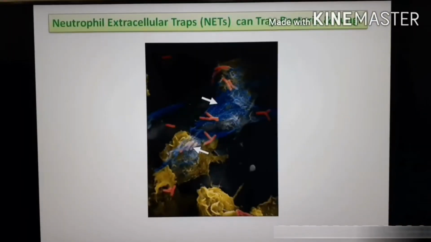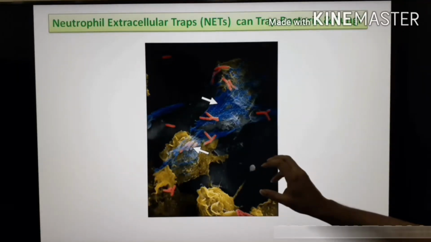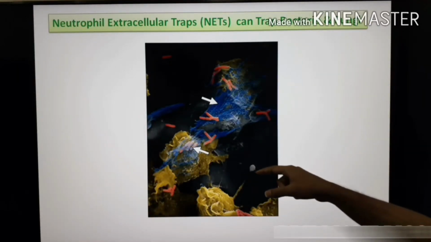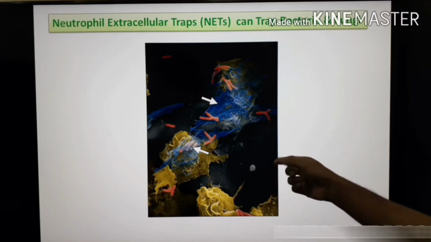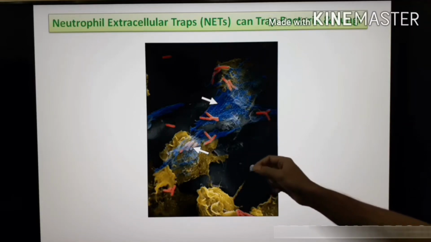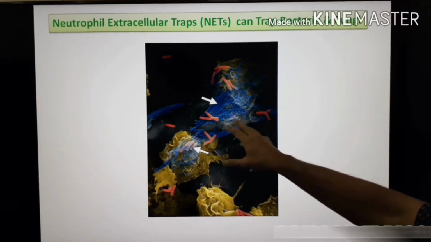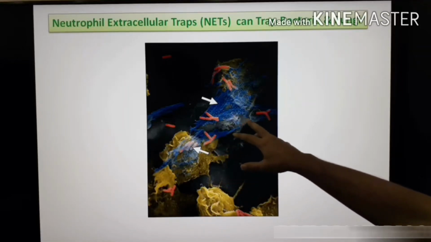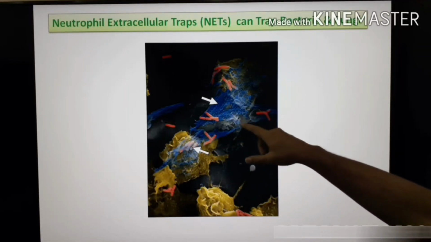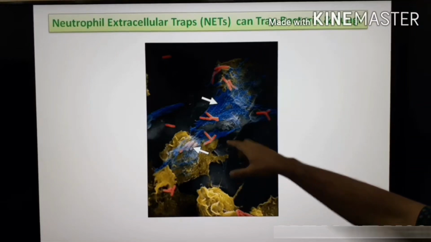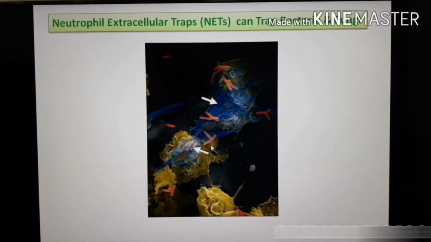Another important function of neutrophil: during infection, some neutrophils undergo a unique death in which their nuclear chromatin does not degrade. What happens during apoptosis? Nuclear chromatin is degraded. During this procedure of death, neutrophils' nuclear chromatin comes out and forms a fibril-like structure called NET, neutrophil extracellular traps, that can trap extracellular pathogens like bacteria and fungi. These rod-like structures are actually bacteria.